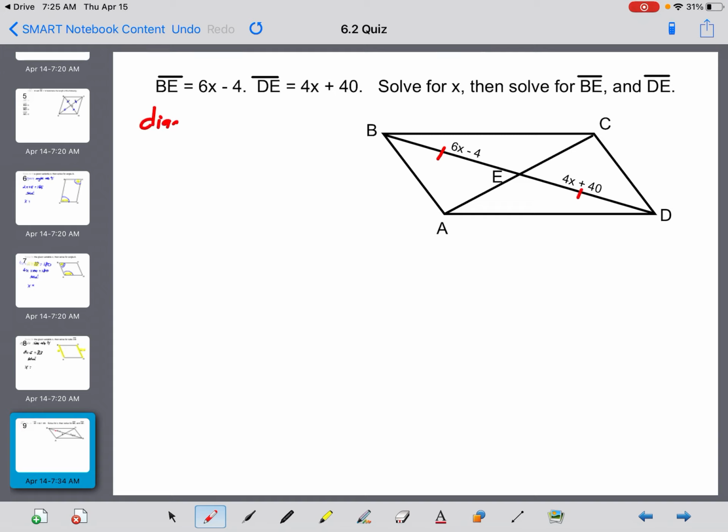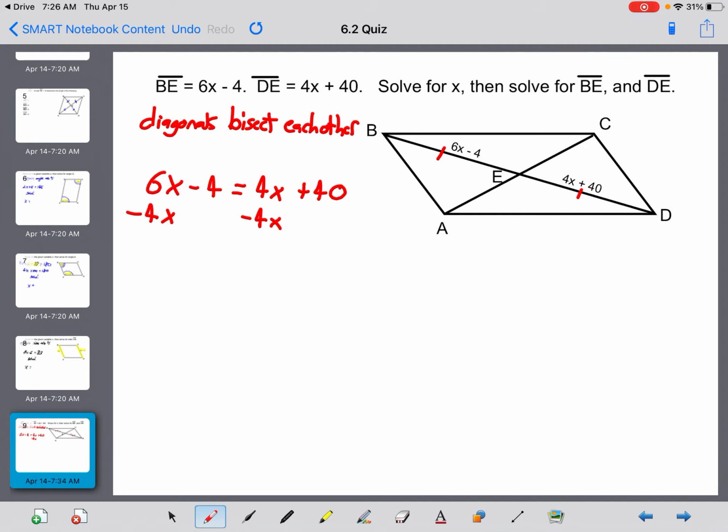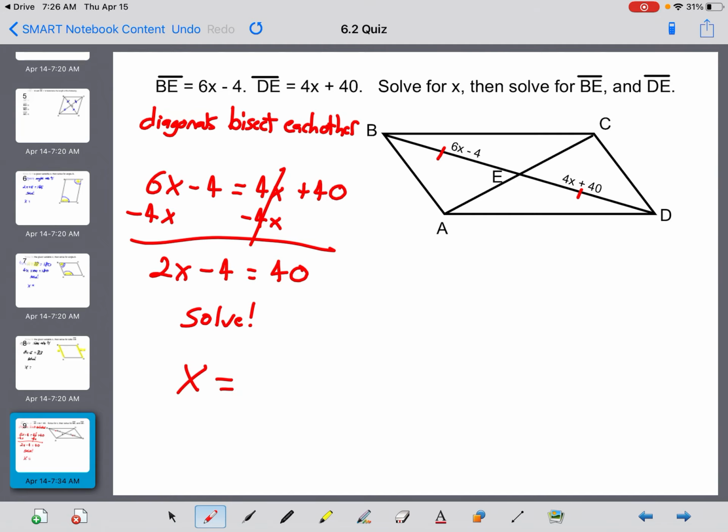All right, your last one here. This goes back to the diagonals. Bisect each other. Okay, so how are we going to set this equation up? 6x minus 4 equals 4x plus 40. Now, this is a multi-step, and I'm going to give you your first one. Subtract 4x on both sides. 6x minus 4x is 2x minus 4 equals 40. Again, you have a two-step equation here. Solve this, get x by itself.